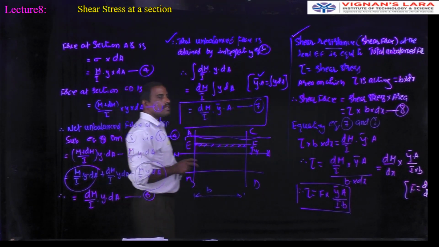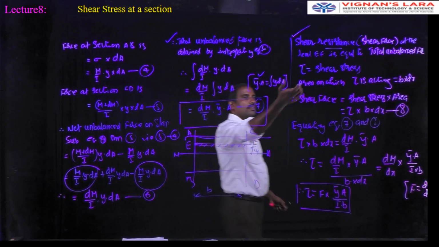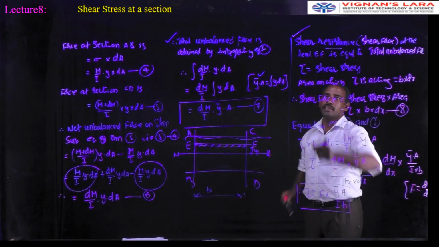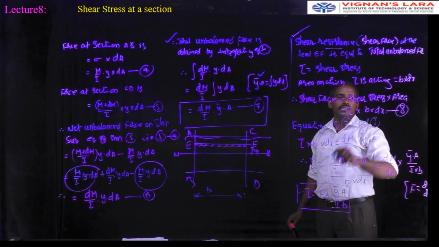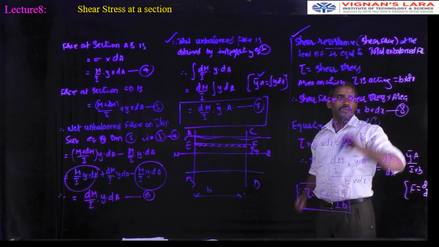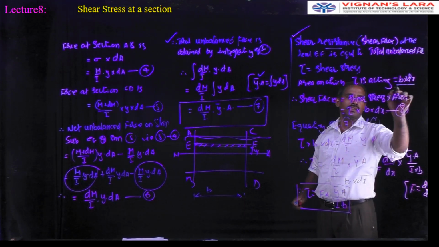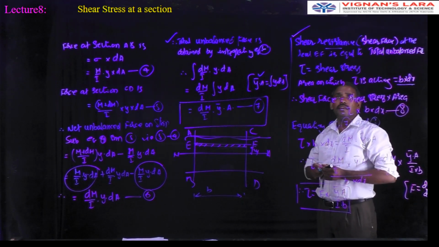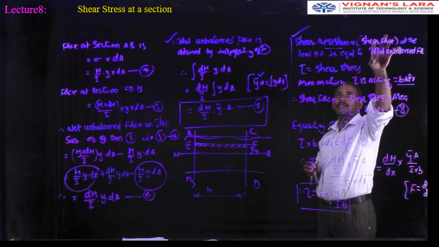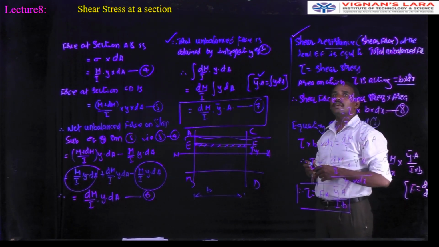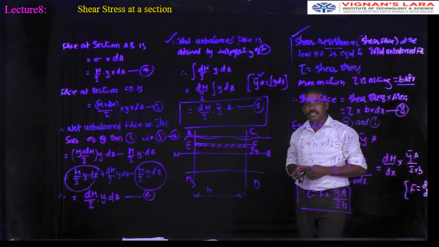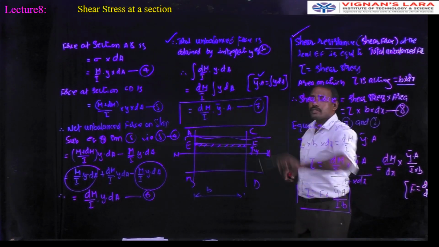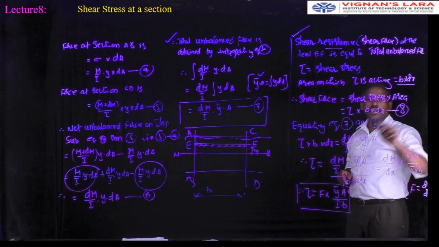Then let us consider a portion in which the shear stress is represented as tau, acting on a particular area, that is B into dx. This is the shear area. As per the statement, the shear resistance is equal to the total unbalanced force. It means simply equating equation number 7 and 8.